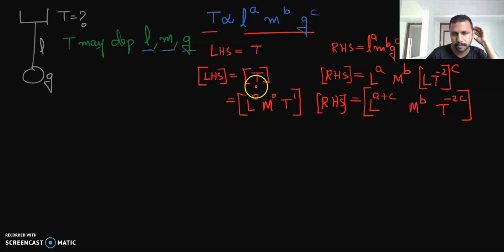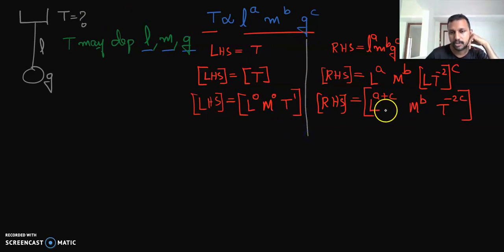It's because any number raised to 0 is 1. So L raised to 0 is 1, M raised to 0 is 1. Then 1 into 1 into T. That is the same thing, right? Why did I write the dimensional formula of LHS like this? Writing it the other way would have been enough, but this is done in order to compare the two equations.